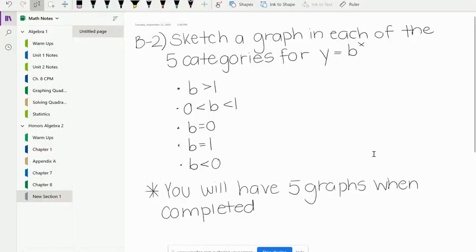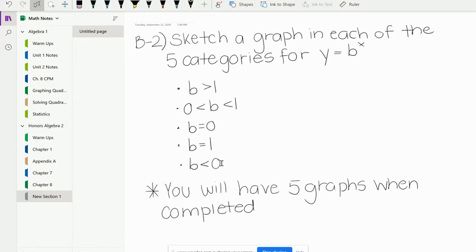On this sheet right here, you can see what I would like you to do, which is sketch a graph in each of the 5 categories. So you have y equals b to the x, and you're going to do 5 different graphs. For the first graph, you're going to choose a value for b that's greater than 1. For the second one, you're choosing a value for b between 0 and 1. For the third, your b value is 0. For the fourth, your b value is 1. And for the fifth, your b value is less than 0. So when you complete it, you should have 5 graphs done.